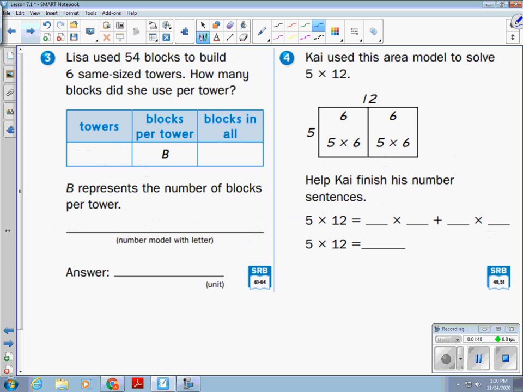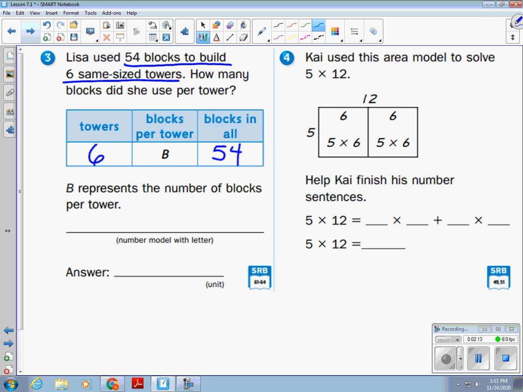Number 3, Lisa used 54 blocks to build 6 same-size towers. How many blocks did she use per tower? Okay, we're going to use B to represent the number of blocks per tower. Well, we know that there are 54 blocks in all, so we can put our 54 here. And we know that there are 6 same-size towers, so there's 6 towers.